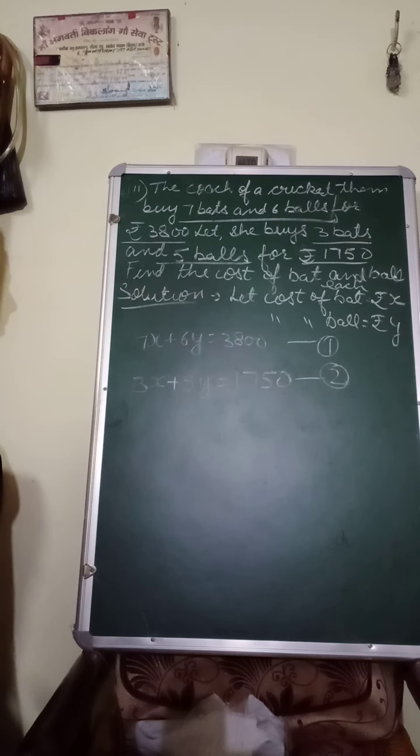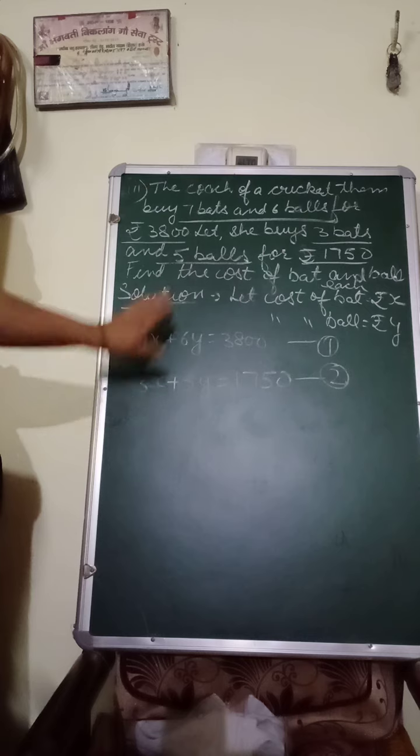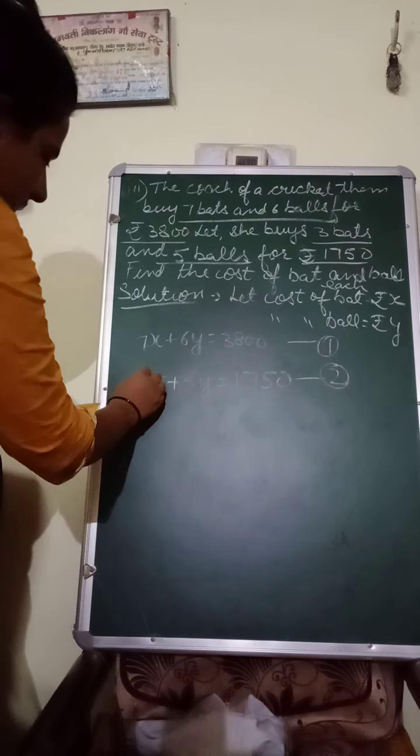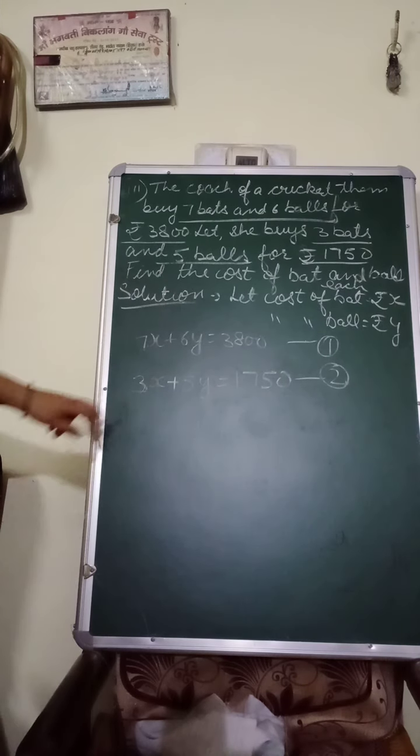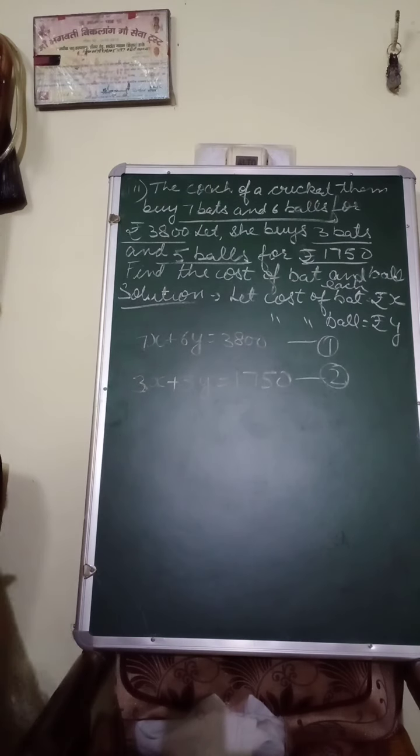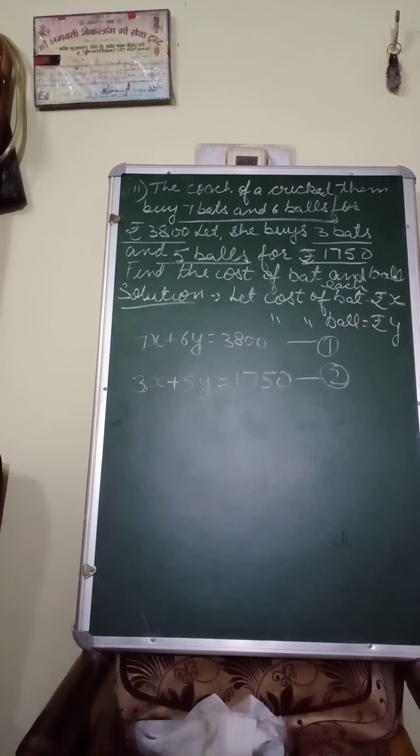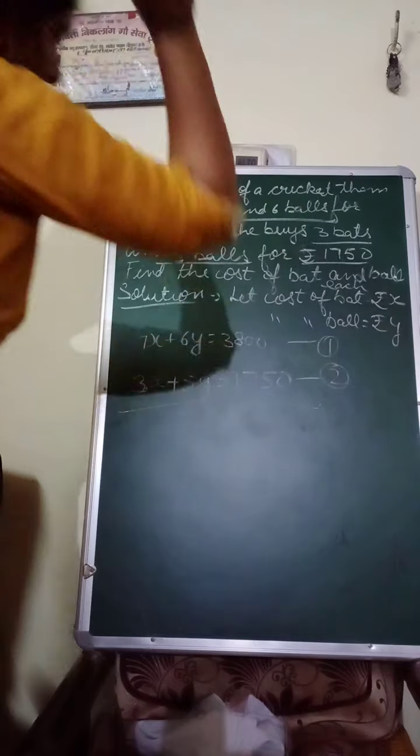The second condition, 5 balls and 3 bats. So 3 into x plus 5y is equal to 1750. This is your equation number 2.